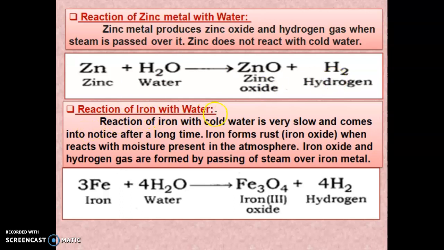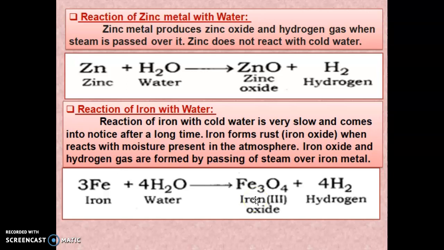Next, the reaction of iron with water. The reaction of iron with cold water is very slow and comes into notice after a long time. The iron forms rust, that is iron oxide, when it reacts with the moisture present in the atmosphere. Iron oxide and hydrogen gas are formed by passing steam over iron metal. So 3Fe plus 4H2O gives Fe3O4 plus 4H2.